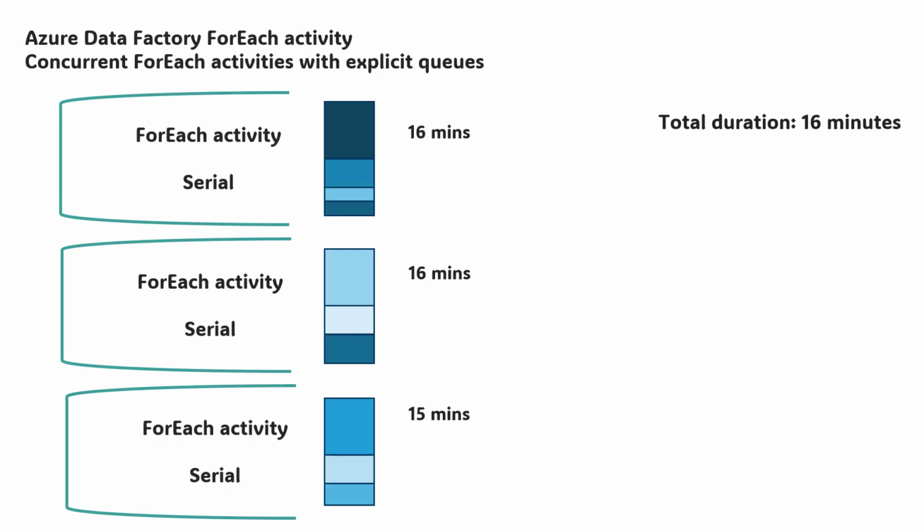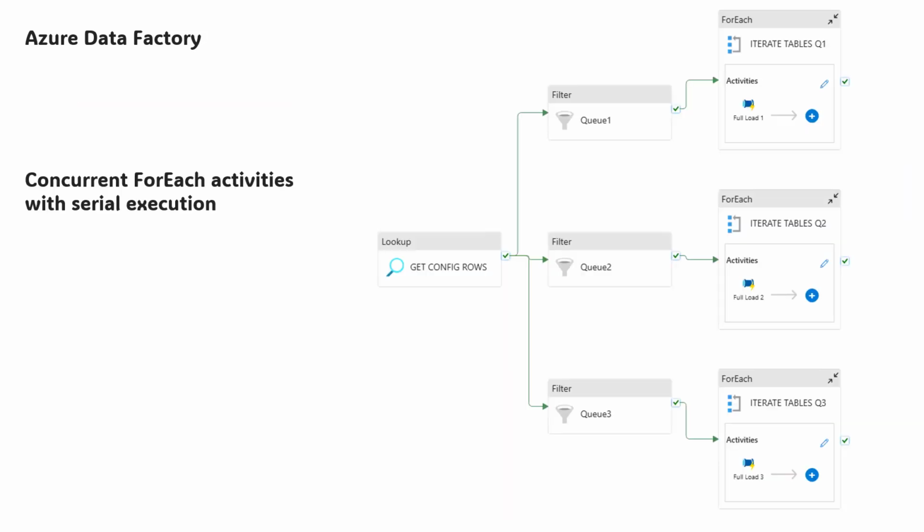The answer is to pre-assign the work to explicit queues and use multiple for each activities. I can use 3 for each activities in which the inner activities are executed serially, but the for each activities themselves are running concurrently. This gives us our 16-minute total duration, which is an 11% reduction in execution time. So what does this look like in Azure Data Factory?